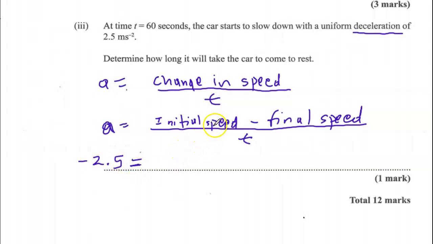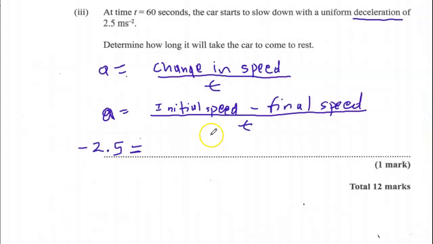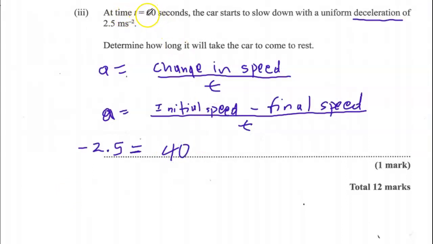The initial speed: at 60 seconds, the car was traveling at what speed? Let's check. At 60 seconds, the car was traveling at 40 meters per second. So we use 40 for the initial speed because we are beginning at t equals 60 seconds, right? The final speed is when the car comes to rest. When the car comes to rest, that speed will be 0, right? Over t.